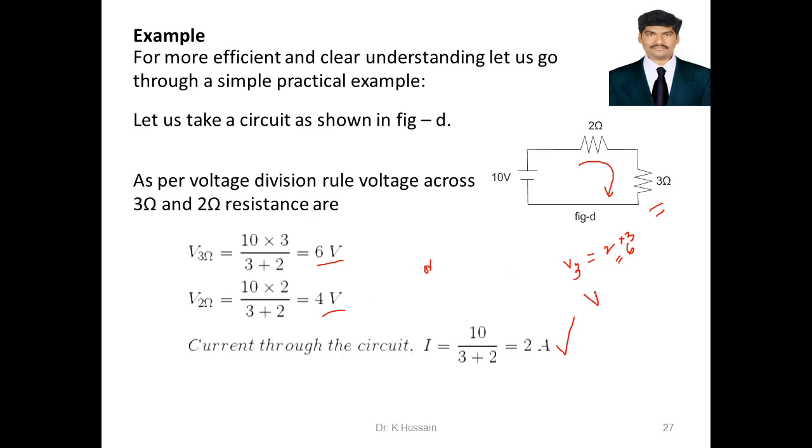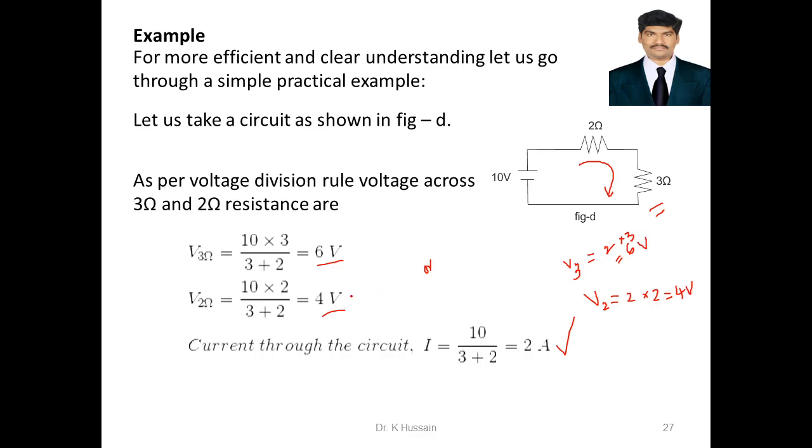Similarly, you can find out V2 also. How can we find V2? That is equal to I times R, so what is I? I is again 2 only, because it is a series circuit, and this resistance is again 2. 2 into 2 is 4. So this is 4 volts. And this is also 6 volts.